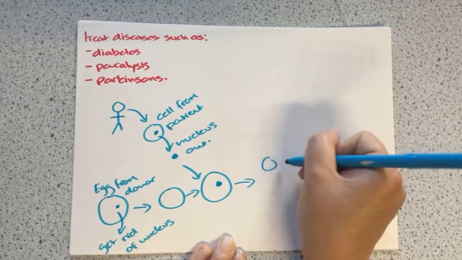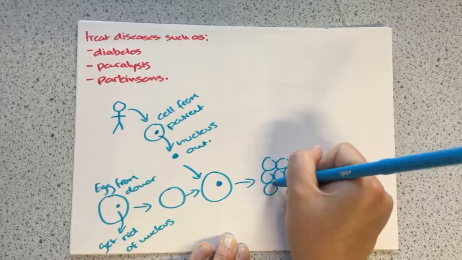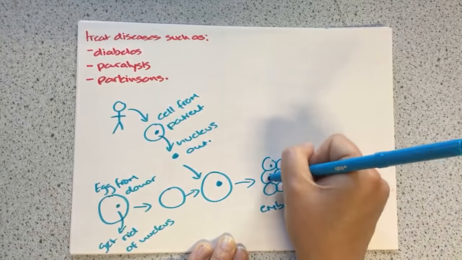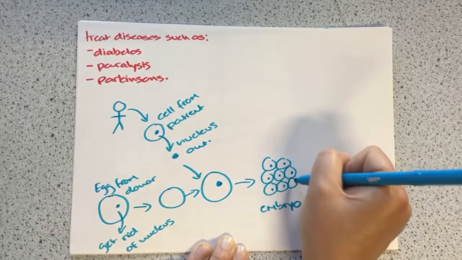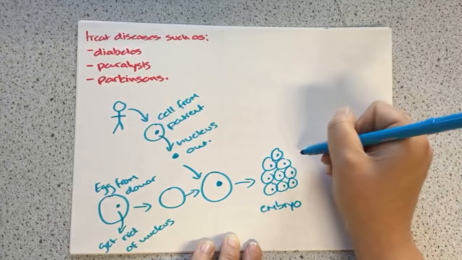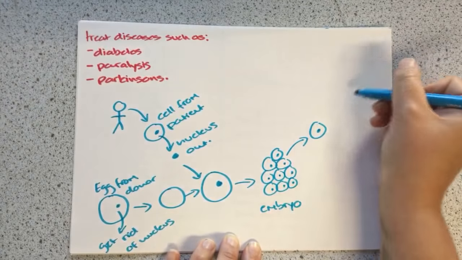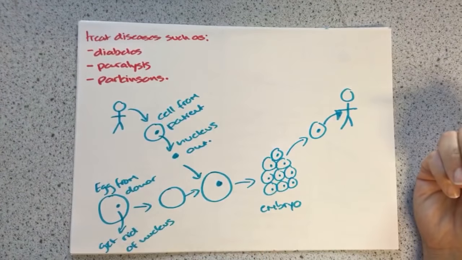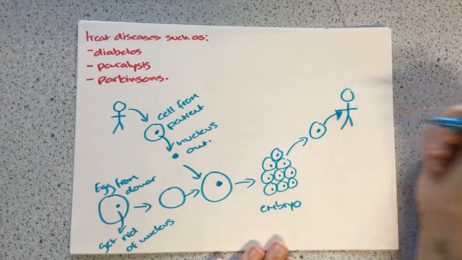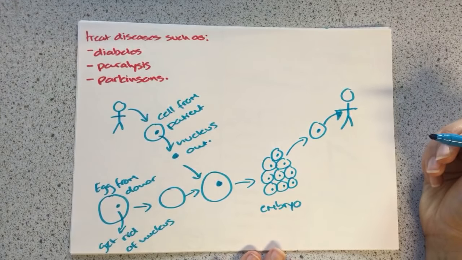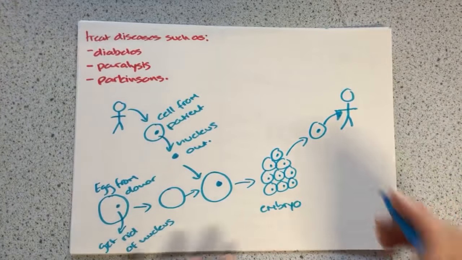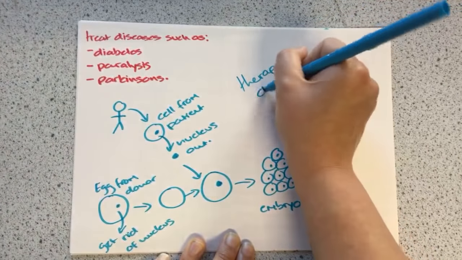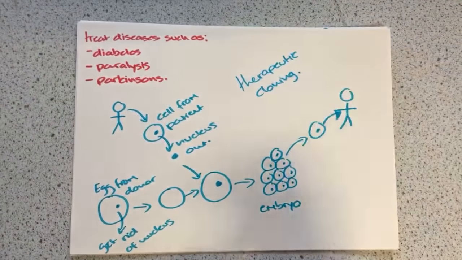You then let that develop into a ball of cells, or you can also call it an embryo. And these cells can then be inserted into the patient to help cure certain diseases. So you take one cell out, put it into the patient, and it would help. Maybe if they had a damaged pancreas, you could put it into the pancreas, and it would differentiate into cells that actually work, and that is called therapeutic cloning, and that's the process of it.